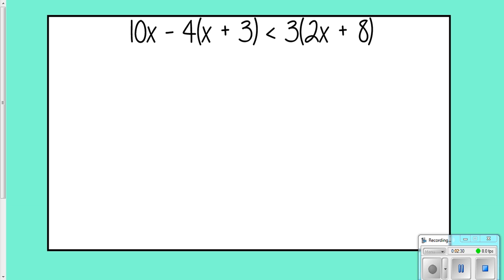I'm going to suggest that you pause the video. I am going to work it out. Before I do that, though, I want to remind you that you're going to start with distribution, but you're going to be distributing a -4. Don't forget that. Okay? So go ahead, pause this now, work it out, and then play when you're ready to see the answer.